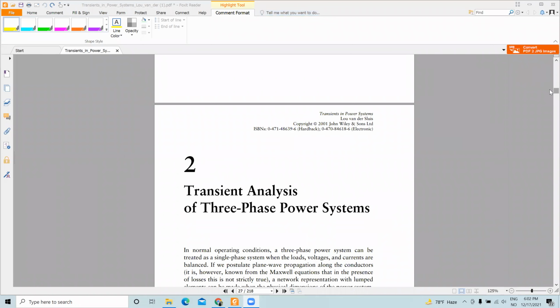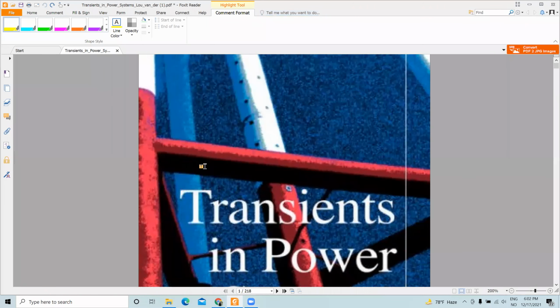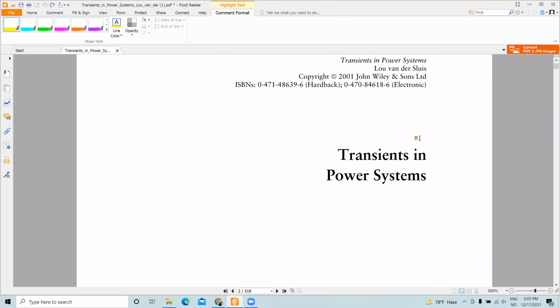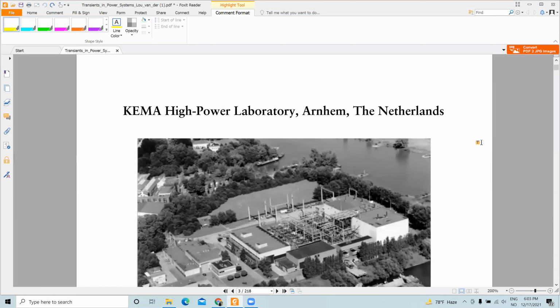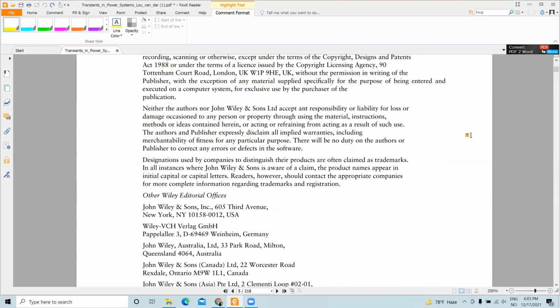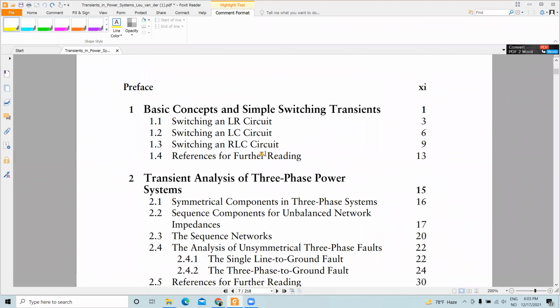Okay, so I am going through the book that I shared with you. This is Transients in Power System, and we'll start from chapter 1 today. So if we look at the content of this book, today we'll basically cover the basic concepts and simple switching transients.